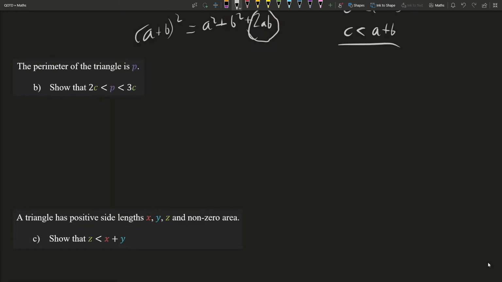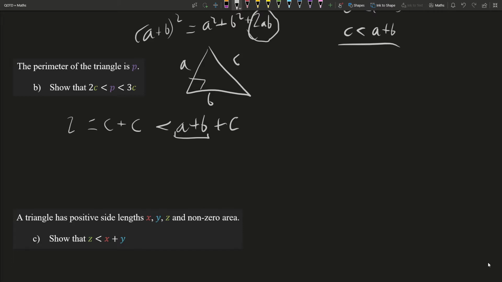Okay, the perimeter of the triangle is P, and the perimeter of a triangle A, B, C with the right angle is clearly just A plus B plus C. And since we use this inequality here, C is less than A plus B, this overall means that A plus B is greater than C. So it's greater than C plus C, which is actually just 2C. So that gets our lower bound that we want here already.